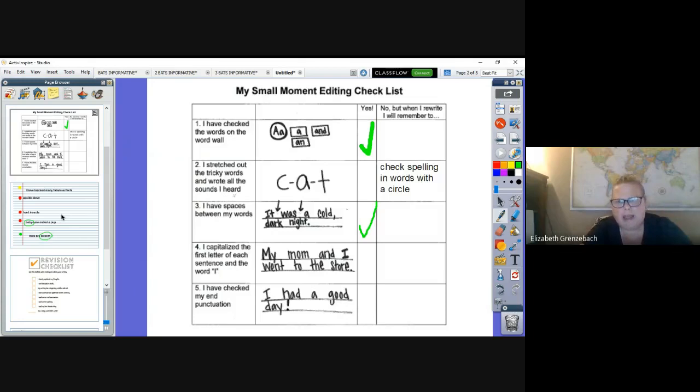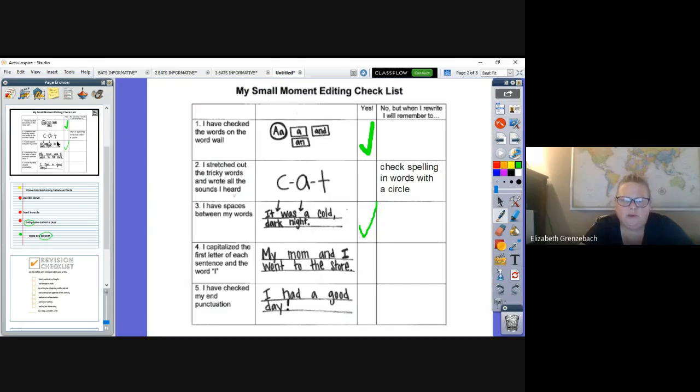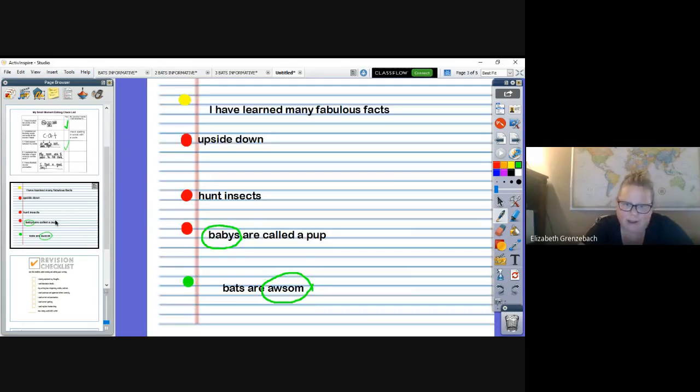The next one, number 4, I capitalized the first letter of each sentence and I wrote the word I. Oh, I'm sorry. I capitalized the first letter of each sentence and the word I. I didn't do that. Uh-oh, I'm in trouble. No, you're not in trouble. Look. So there's no capital letter here on upside down. So I'm going to make a capital U. And hunt insects does not have a capital letter. So I'm going to fix it.